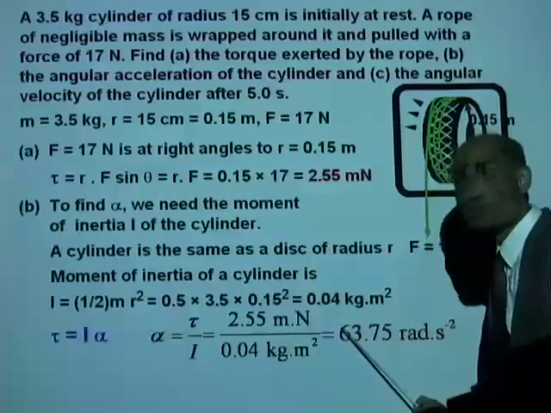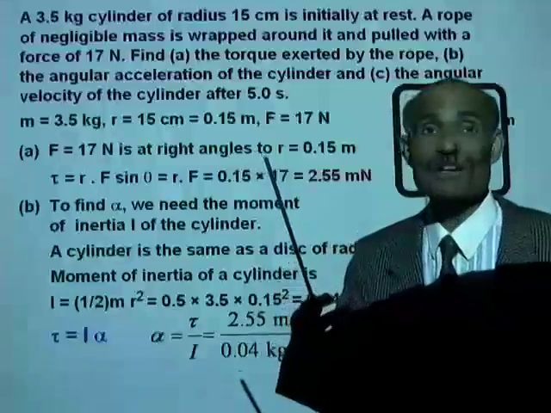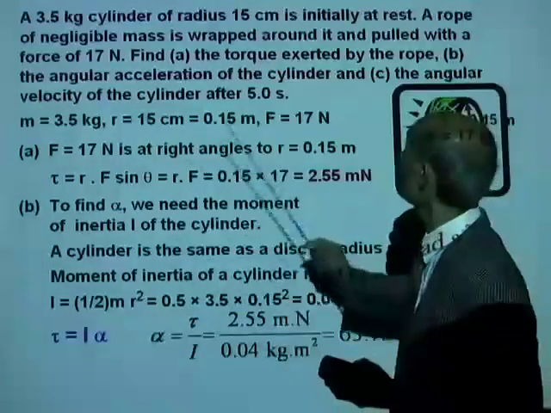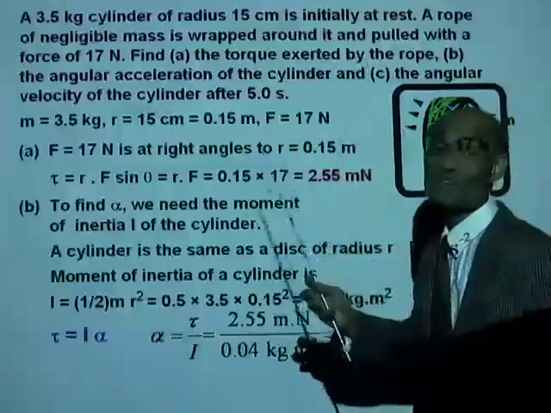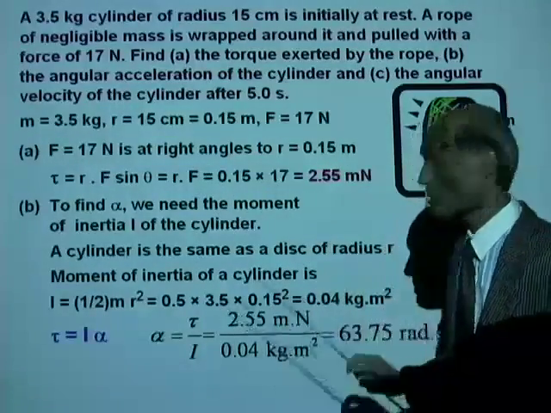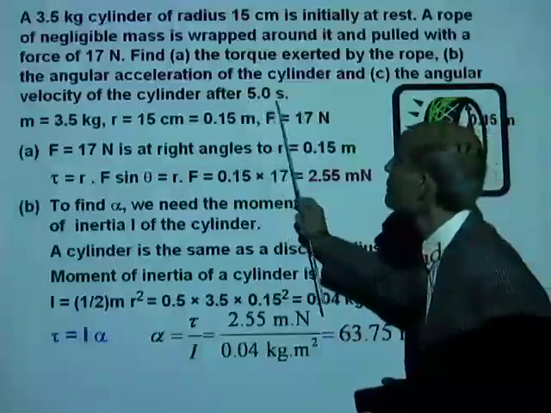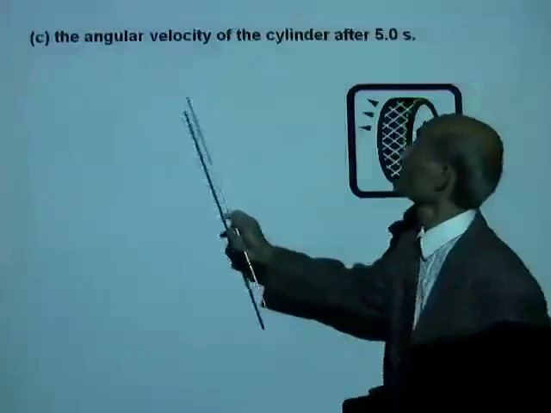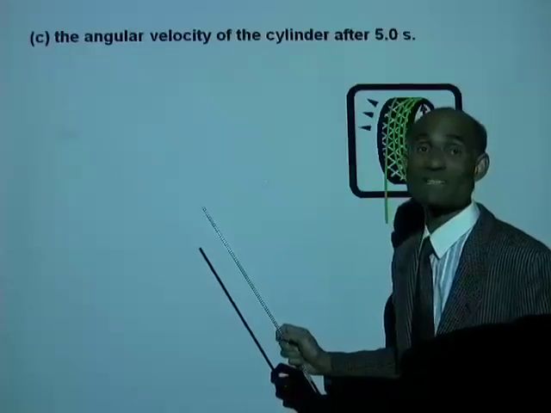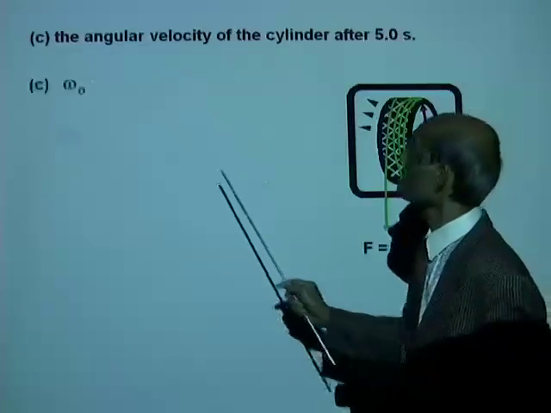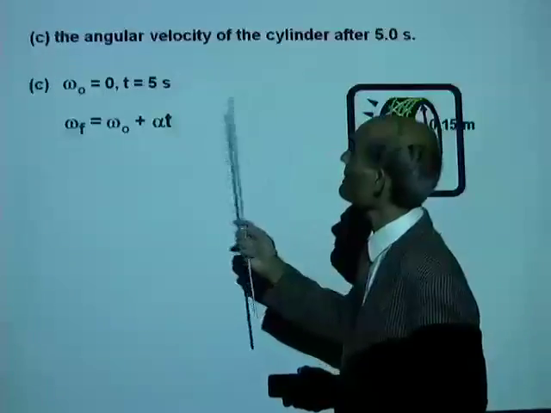Well, you know the angular acceleration and you know the initial angular velocity. What is the initial angular velocity? The disk is initially at rest, so the initial angular velocity is 0. The angular acceleration we know and the time we know. Therefore, we can now say omega equal to omega 0 plus alpha t. Is that right?